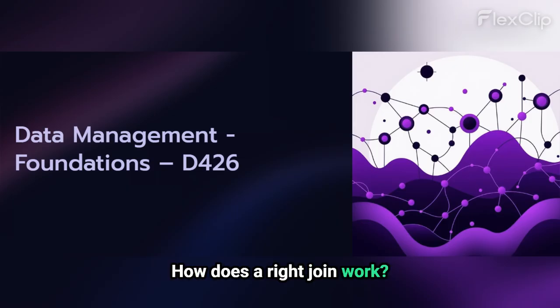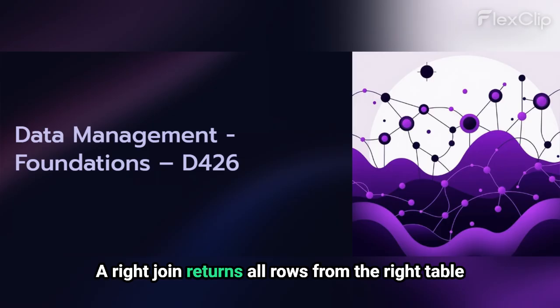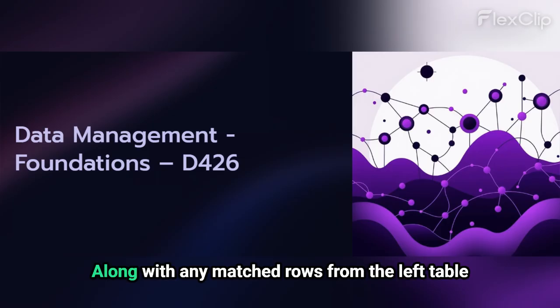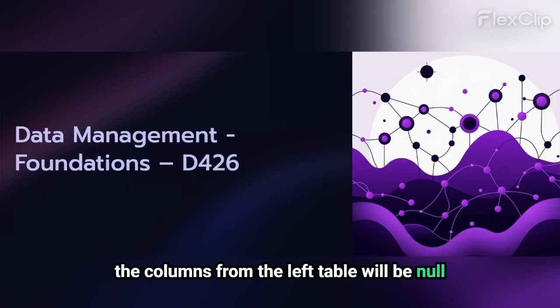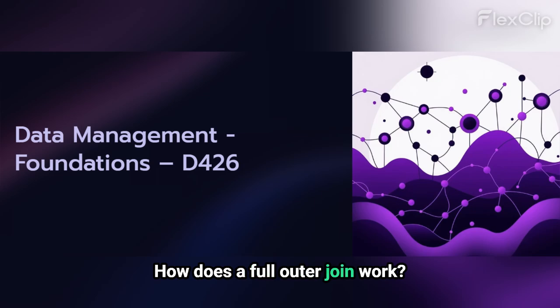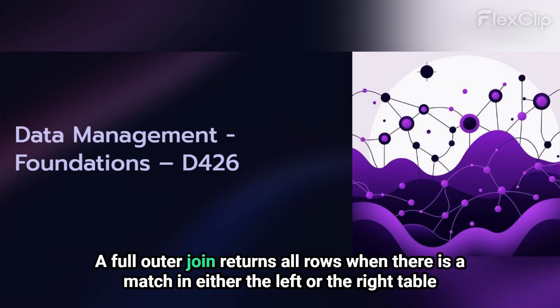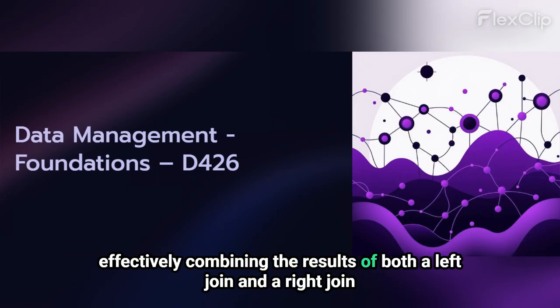How does a right join work? A right join returns all rows from the right table, along with any matched rows from the left table. If there is no match, the columns from the left table will be null. How does a full outer join work? A full outer join returns all rows when there is a match in either the left or the right table, effectively combining the results of both a left join and a right join.